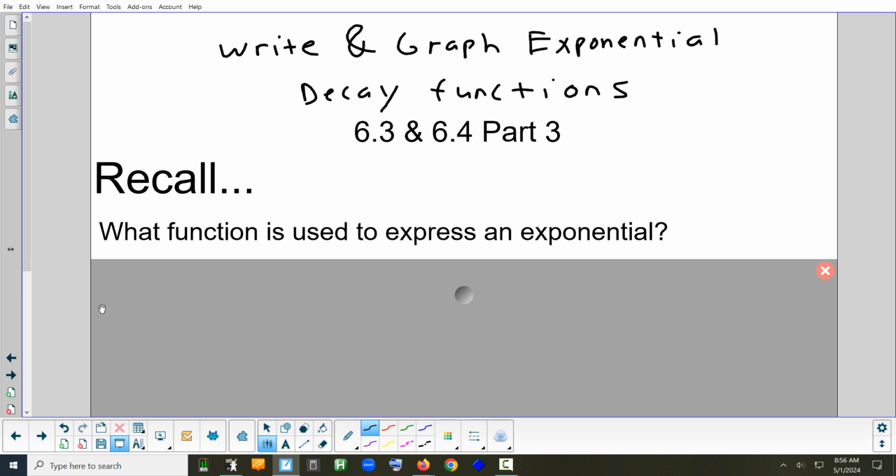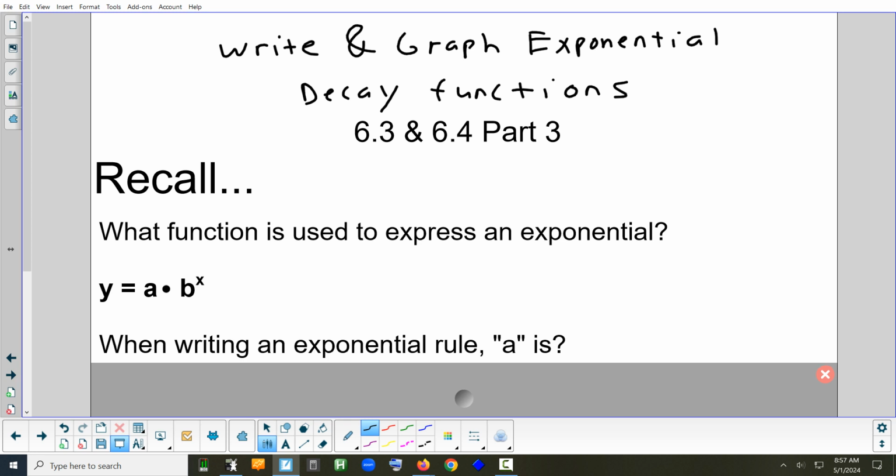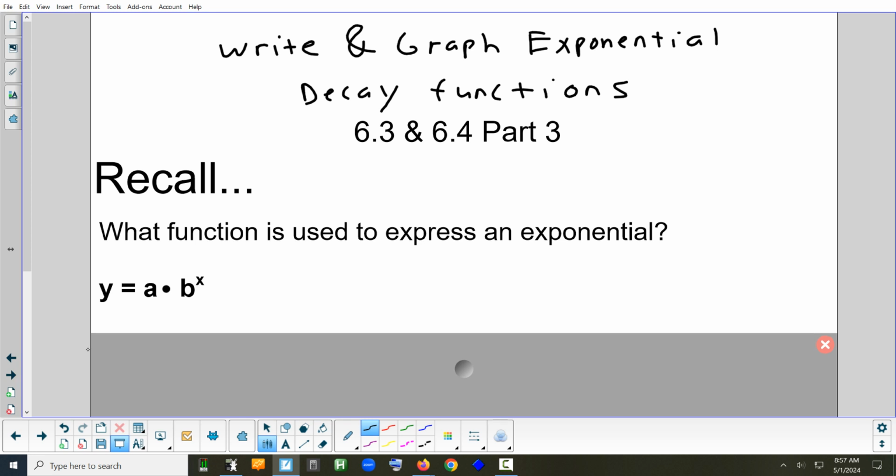All right, so reminder, what's the formula that we use to write an exponential equation? Y equals a times b to the power of x. Yep. So this is like y equals mx plus b, but we use that when we're doing lines. We do this when we're doing curves. So there's no spot on your notes for that because we already did that Monday and Tuesday.